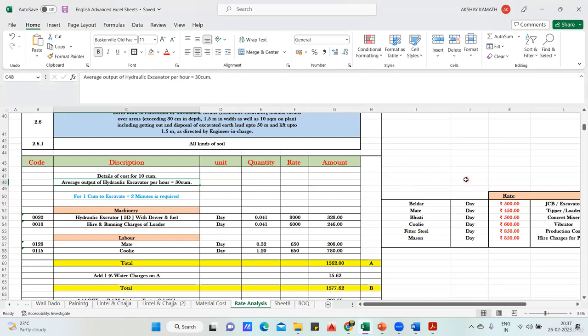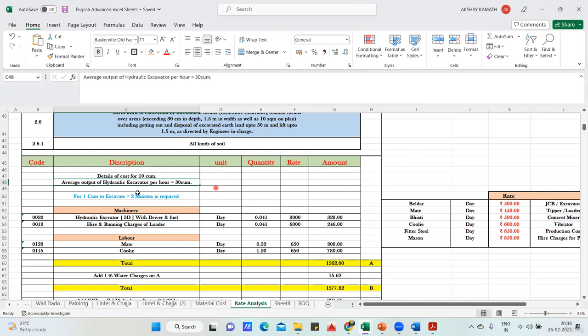a hydraulic excavator, that is a JCB. So if you put a JCB to work for 1 minute, how much amount of soil can it take out from there, that assumption we need to take. So it has been found that if you take a hydraulic excavator and make it work for 1 hour, it can excavate 30 cubic meter of the soil from the ground. That is the assumption you're supposed to make.